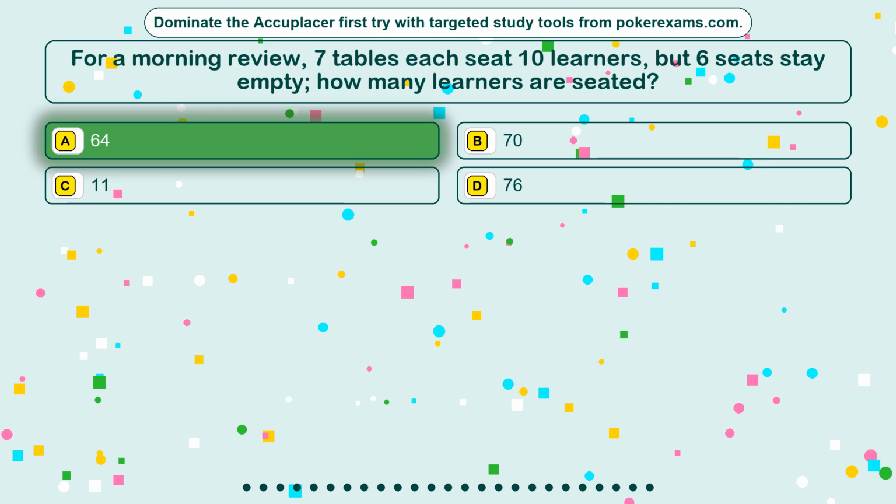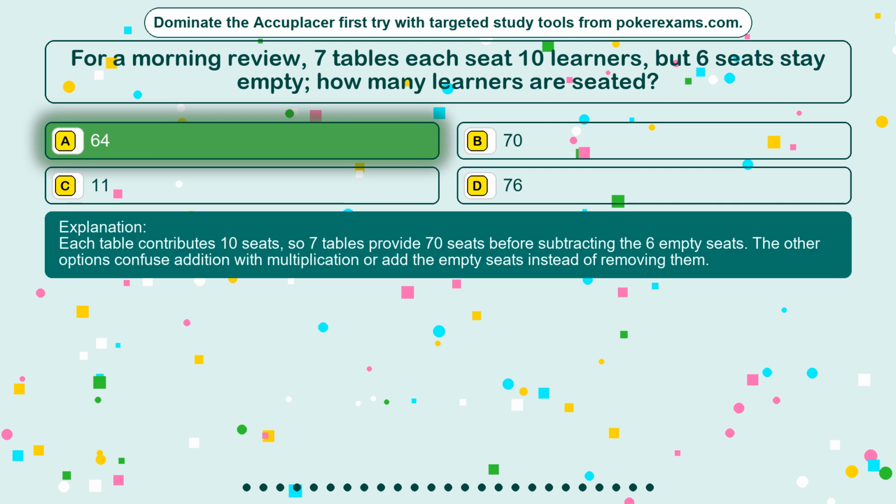The correct answer is option A, 64. Each table contributes 10 seats, so 7 tables provide 70 seats before subtracting the 6 empty seats. The other options confuse addition with multiplication or add the empty seats instead of removing them.